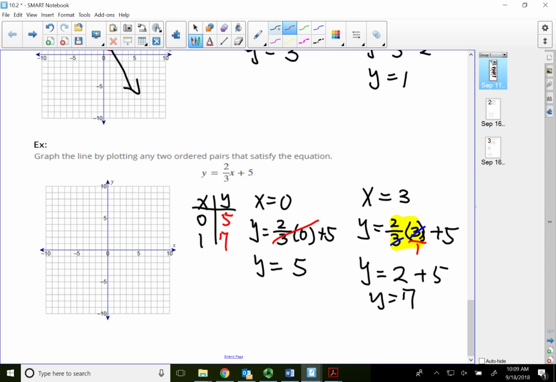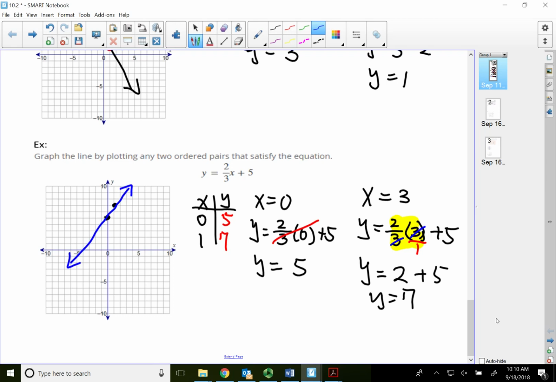All right, so (0, 5). (0, 5) means simply go up 5, because 0 means do not go right or left. Then (1, 7): go to the right 1 and up 7. That will be about right here. Once I have 2 points, the computer will draw me a line, and that's my equation of the line.